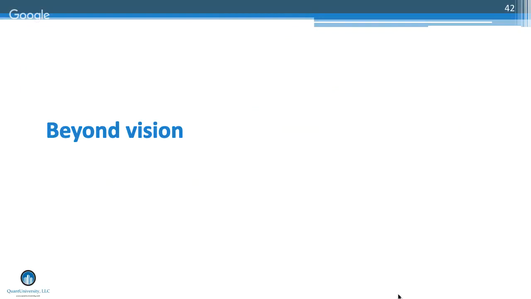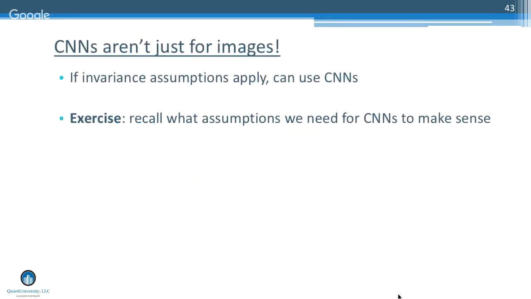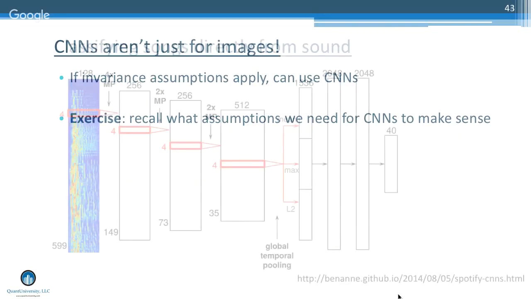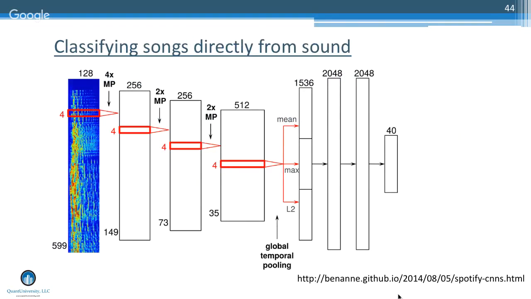Okay, and so then you asked earlier what you can do besides vision with convolutions. Really the point is, the reason we can do convolutions is we have these assumptions: there's spatial invariance and there's locality. And if those make sense, then you can apply convolutions. So we already saw MRI, so 3D imaging makes sense. Audio, there's a paper that does convolutional networks on the Fourier transform of audio.